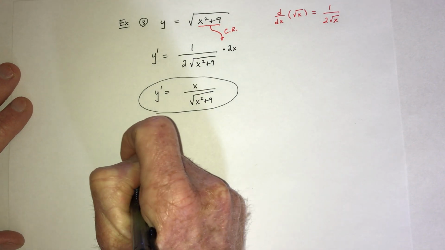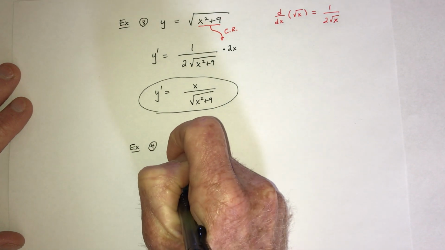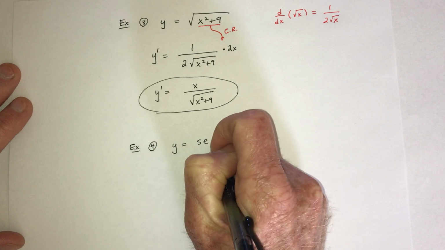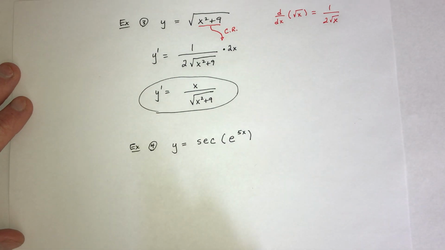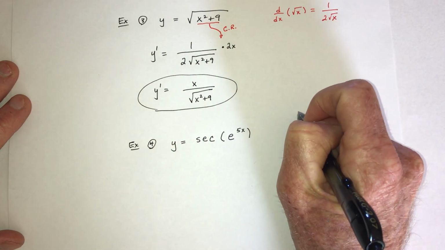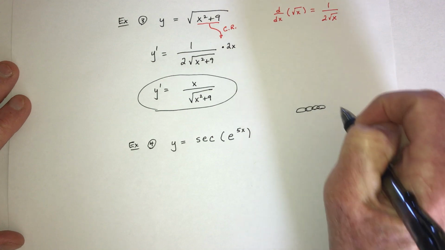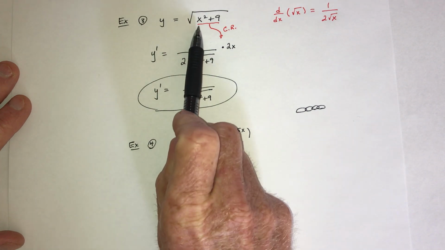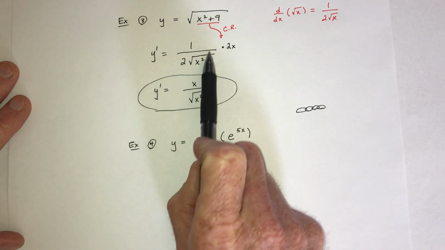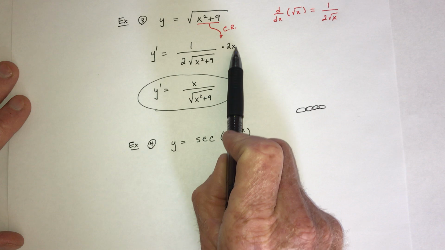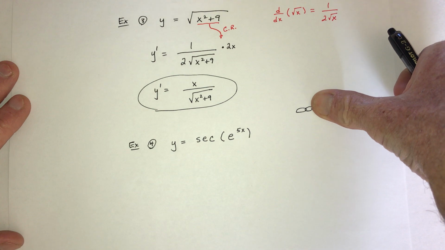How about example number 4? How about y is equal to secant of e to the 5x? Now the reason that it's called the chain rule is because chains have links, and those links can go on and on and on. With this one, there was only 2 links in the chain. There was the square root function, so that was the first link right here. And then the derivative of the inside, that was the second link. So that would be like this. It was a chain rule, but a very short chain.